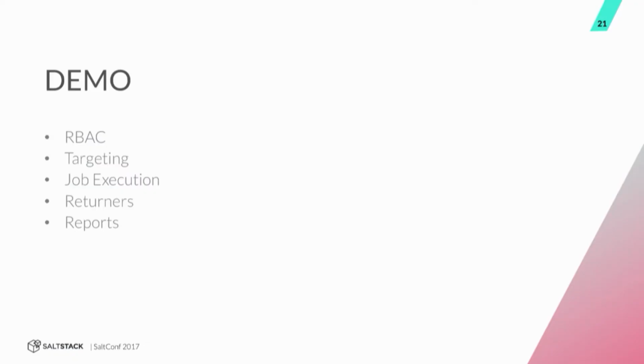So we're going to run a demo real quick, actually real slow. But we're going to show role-based access control, an example of that targeting, and then of course, job execution, the returners, and the reports themselves. And really anything that you guys have any questions about, feel free to stop us at any time and we will address those as needed.